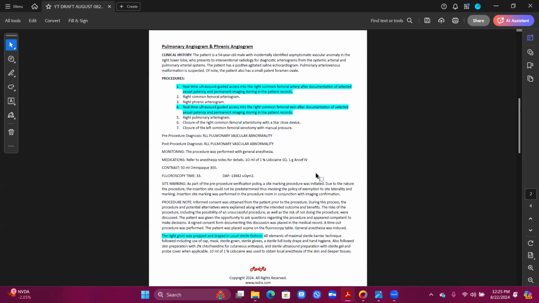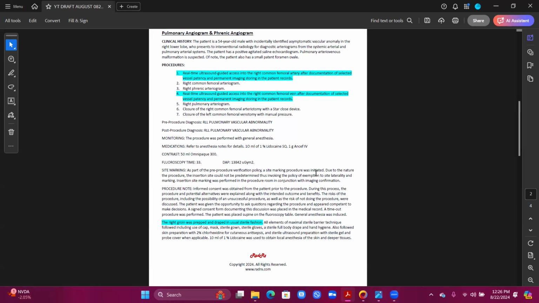In addition to the access for both sides being documented, we see that the physician does a right common femoral arteriogram, a right phrenic arteriogram, and a right pulmonary arteriogram before performing closure of the arteriotomy and the venotomy that was utilized. So let's get into the details of the procedure. So we start out with access in the right groin. So that is the first line that's highlighted.